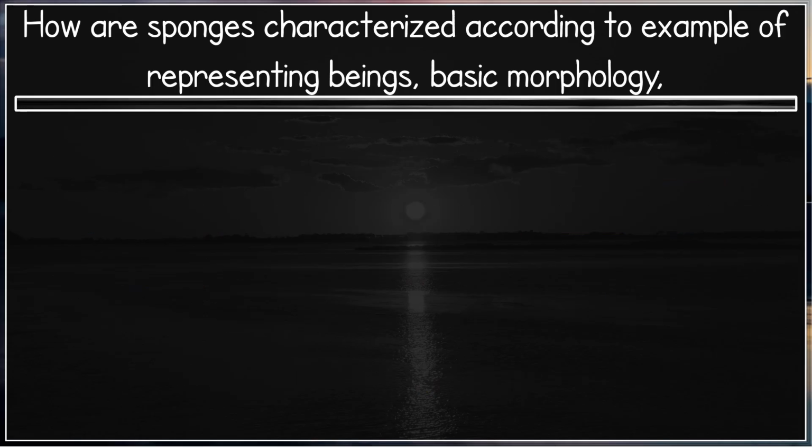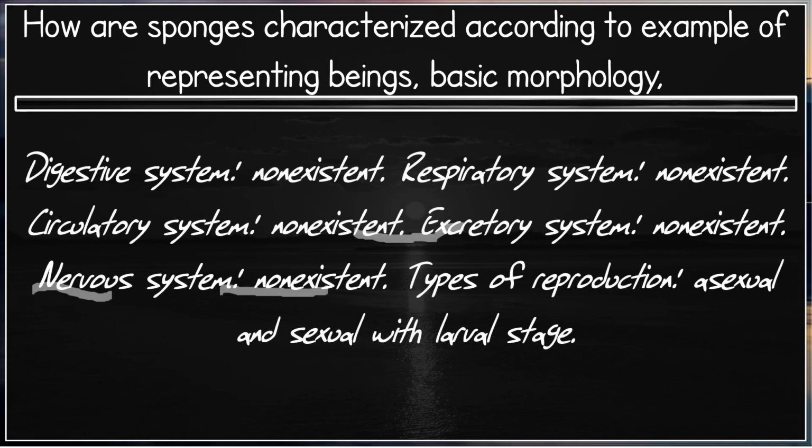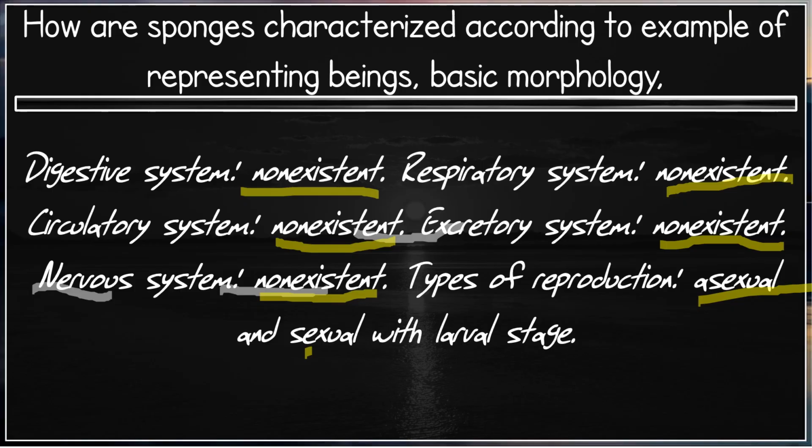The digestive system, non-existent. Respiratory system, non-existent. Circulatory system, non-existent. Excretory system, non-existent. Nervous system, non-existent. Type of reproduction, asexual and sexual with larval stage.